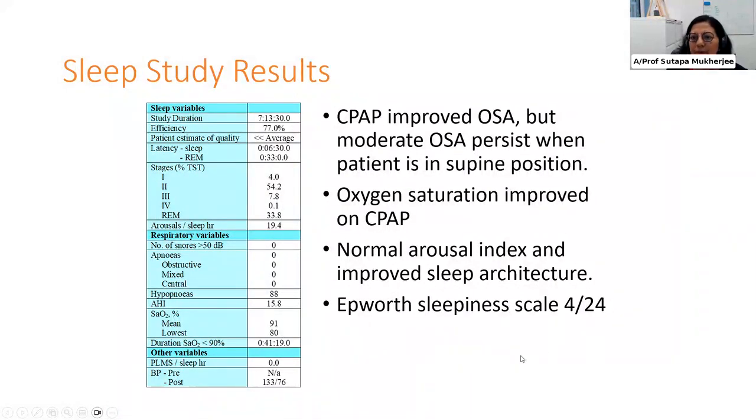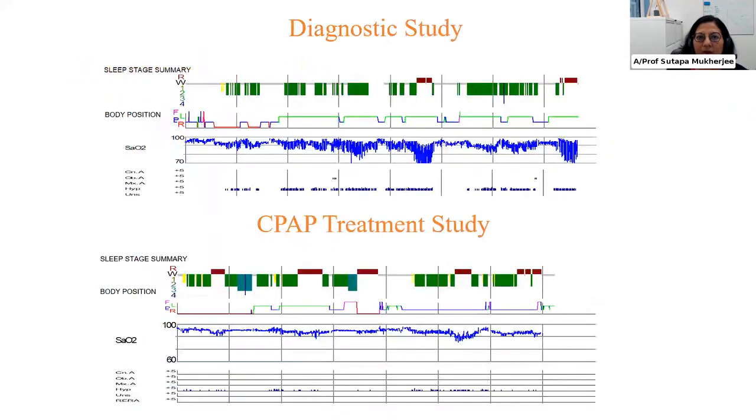And his Epworth sleepiness score had improved to 4, but he still has moderate sleep apnea when he's on his back. So this is just a comparison of the diagnostic study with the CPAP study. And I think you can see clearly, particularly if you look at the oxygen saturation, it is much better on CPAP apart from this bit here when he's on his back.